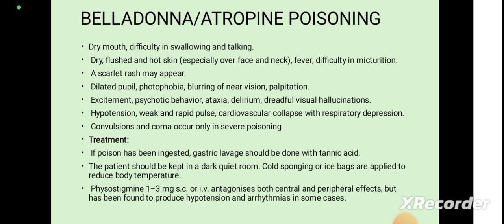Now we have the treatment. If the poison is ingested, gastric lavage should be done with tannic acid. The patient should be kept in a dark, quiet room. Cold sponging or an ice bag is applied to reduce body temperature. Physostigmine 1 to 3 mg SC or IV antagonizes both central and peripheral effects, but has been found to produce hypotension and arrhythmias in some cases. So physostigmine can be used in atropine poisoning.